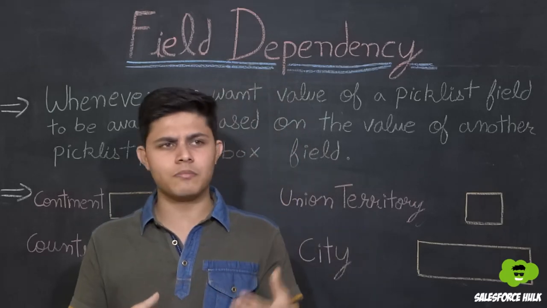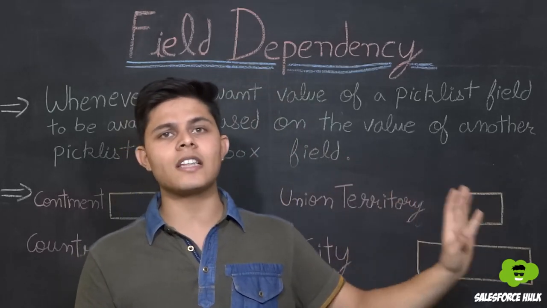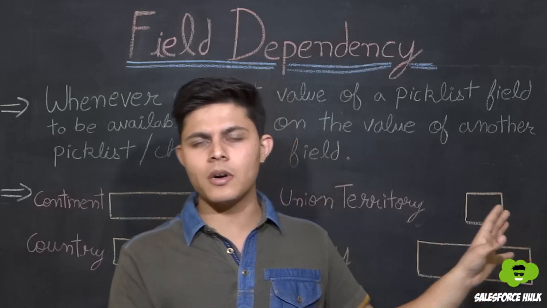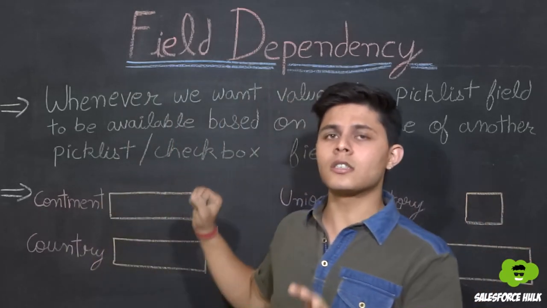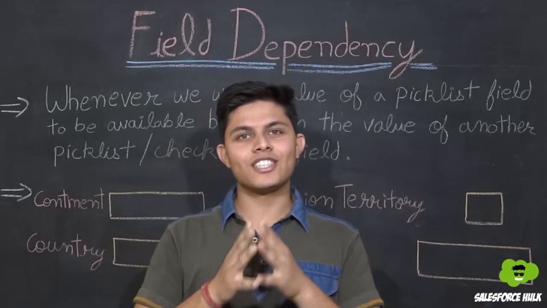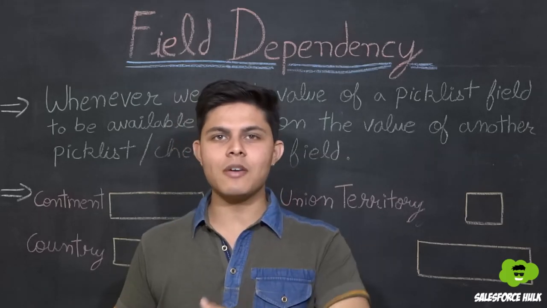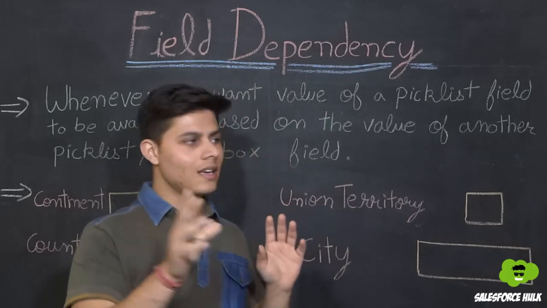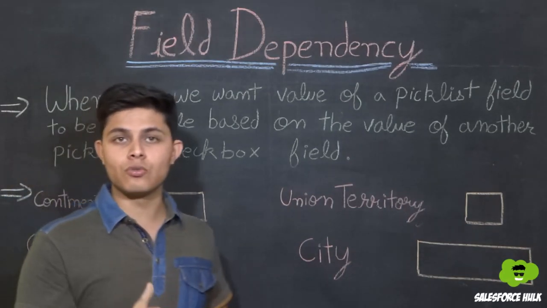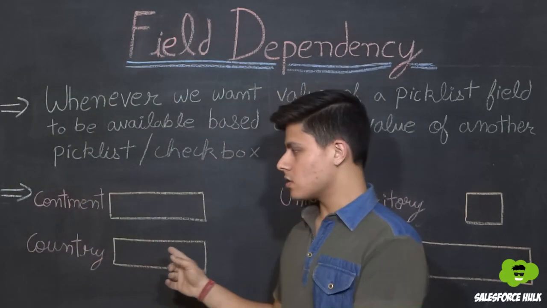We'll discuss this a bit more in the last point, the points that you need to remember. But now let's focus on this. I'm talking about the situation when you need to use field dependency on an object. Here I have two situations when you need to use it. Let's see the first situation.